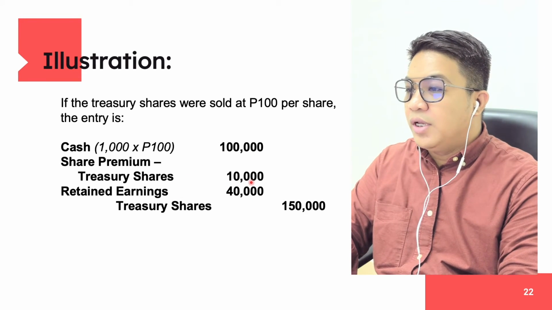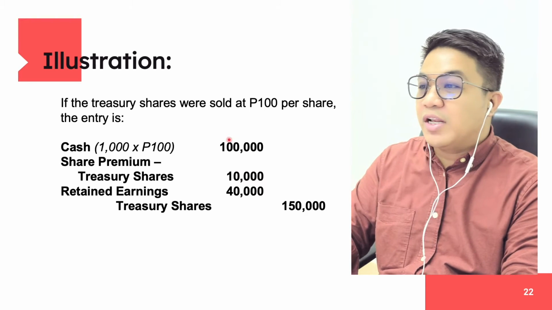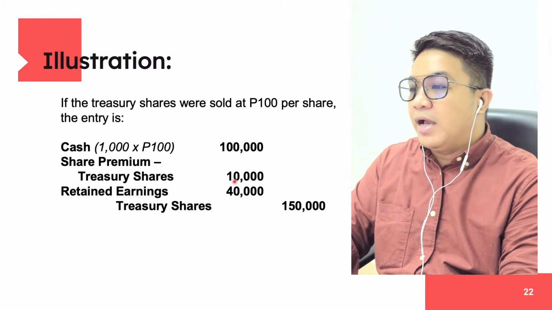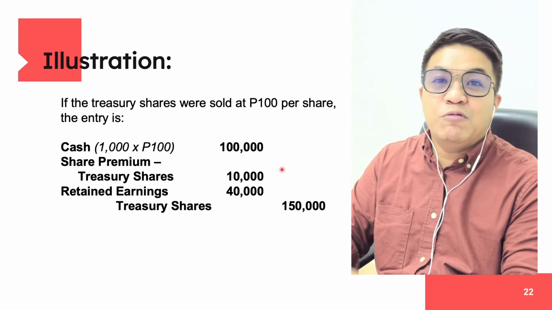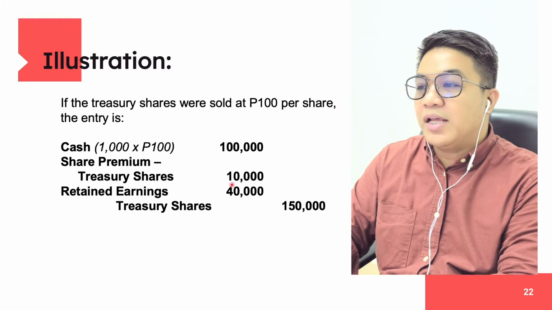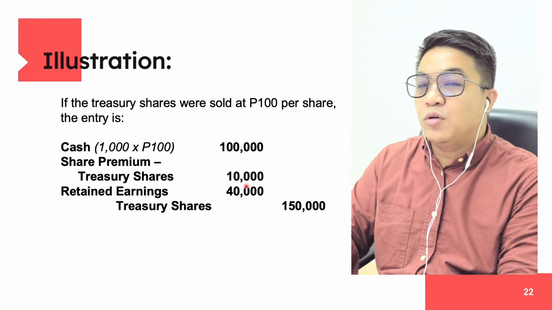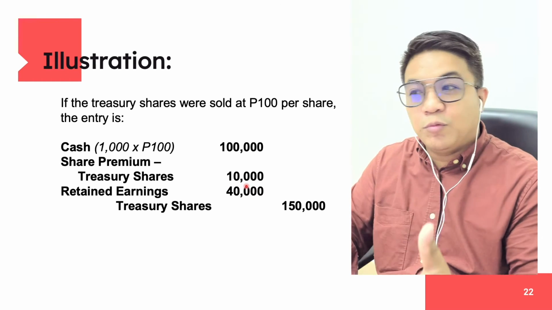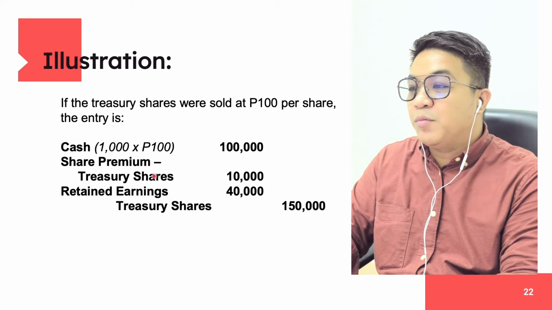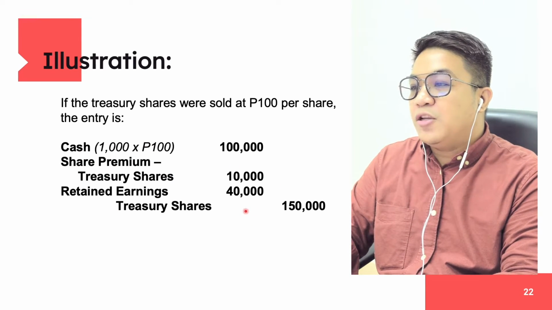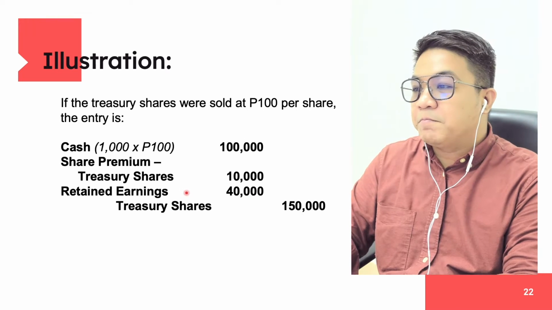So therefore, i-exhaust muna natin lahat ng balance ng share premium dash treasury shares. Yung balance niya doon sa problem natin is only 10,000. So, yun lang yung debit natin, yung maximum niya. Then, yung difference na hindi na kaya ng account na to ng share premium dash treasury shares, then yung mag-a-absorb nun is yung retained earnings.